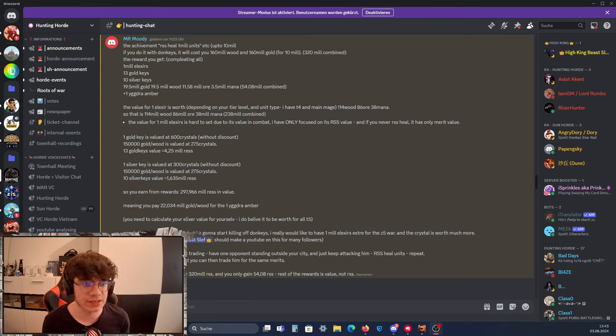One gold key is valued at 600 gems without discount. 1,500k gold wood is valued at 275 gems. 13 gold keys are valued at 4.25 million resources. One silver key is valued at 300 crystals without discount, again the same gems. And 10 silver keys are valued at 1.635 million resources. So you earn from rewards 297,966 million resources in value, meaning you pay 22.034 million gold wood for the one extra ember.